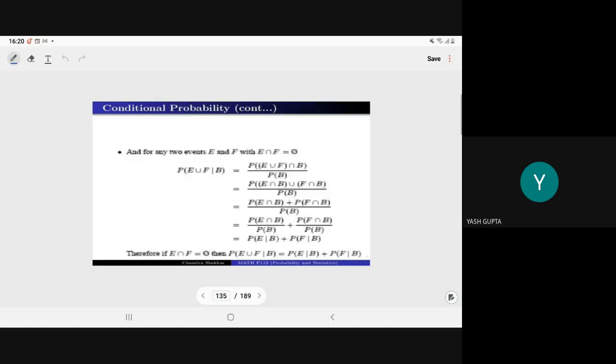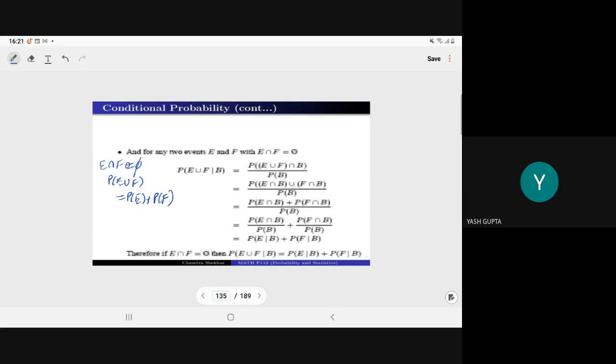Axiom of additivity: if we have two events E and F that are mutually exclusive, then the probability of E union F is equal to the probability of E plus the probability of F. So instead of this, if you compute the probability of E union F given B, by definition it can be written as probability of E union F intersection B divided by P of B.